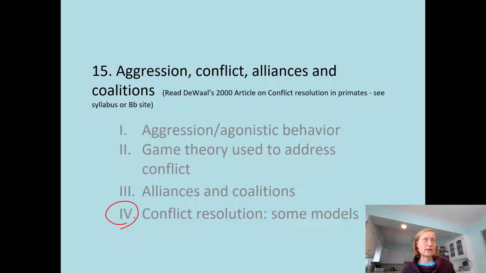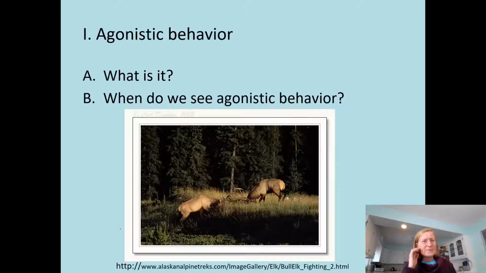How do animals resolve the conflicts that they've just had? And there are some models about that. So first of all, just what is agonistic behavior? We hear that term a lot. Agonistic behavior is really fighting or aggressive behavior.